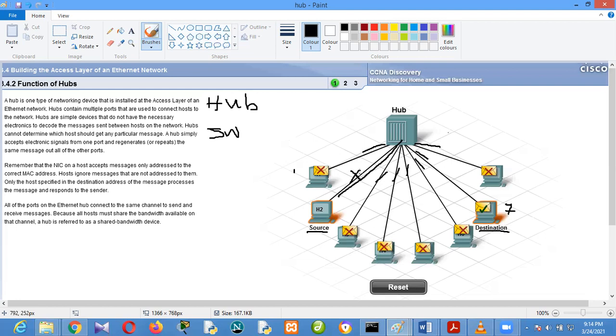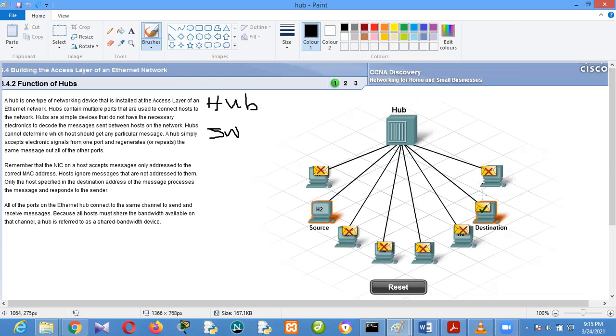All right. Okay. So when it happens like that, it will broadcast the message to all the active ports. Now you see that these ones will reject the message because it was not addressed to them. See that they rejected it, they ignored the message. The only one that will accept it is the one that the message is addressed to. Every other one will ignore the message. So that's the way a hub functions.